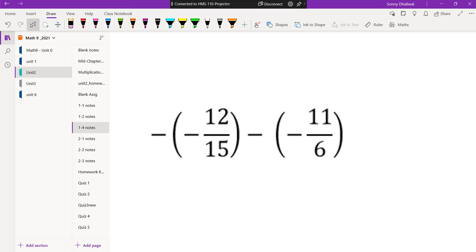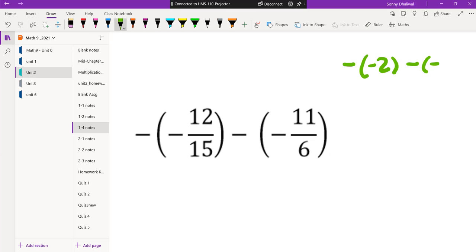We have this number here only has one negative. This number here only has one negative. But this has a negative out front and a negative out front of it. So there's some canceling we can do here. Right? And I'm going to do a little side example here. Negative 2 minus negative 1. Okay? So the negative out front of a bracket can cancel the negative inside the bracket. So that becomes positive 2.